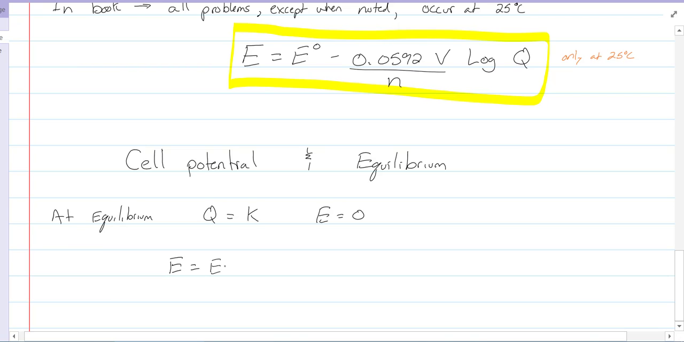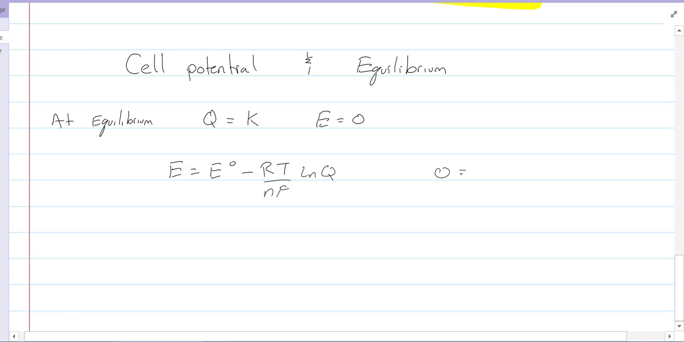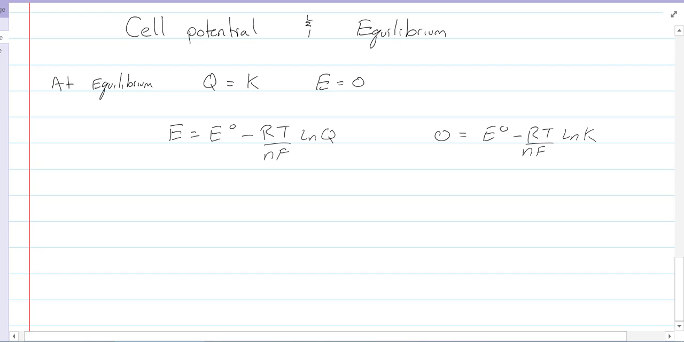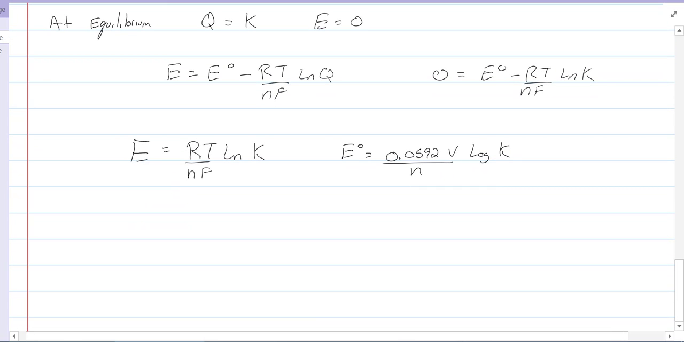So we're going to throw in E equals E standard minus RT over NF natural log Q, right? We can substitute in 0 equals E standard minus RT over NF natural log K. All right. So if we redo this, I get E standard equals RT over NF natural log K, or E standard equals 0.0592 volts over N log K. I have that. I also have delta G equals negative NFE, and I also have delta G equals negative RT natural log K.